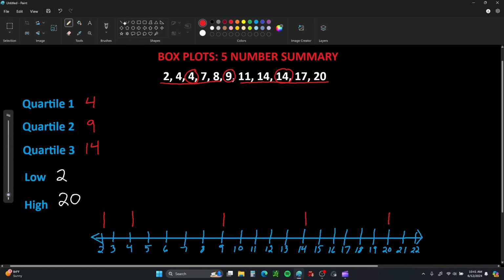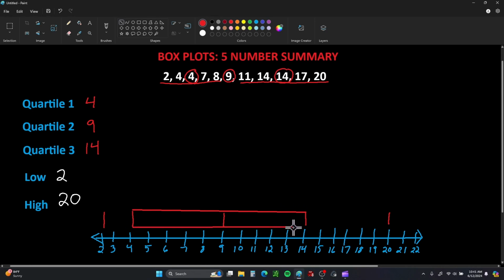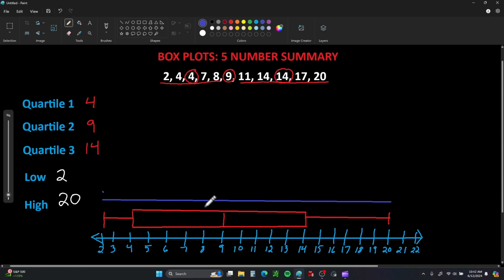And the only thing left to do now is to create the box by putting a top line here and a bottom line. And then I just have to connect the whiskers to the high and the low. Box plots are used to answer range type questions. I see that the range here is going to be the distance between the low and the high. So I do high, which is 20, minus the low, which is a 2. So my range is 18.